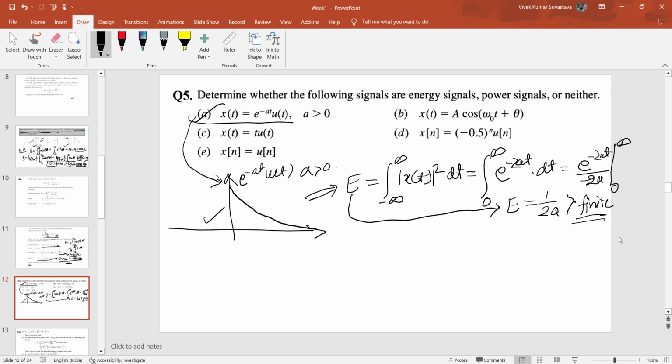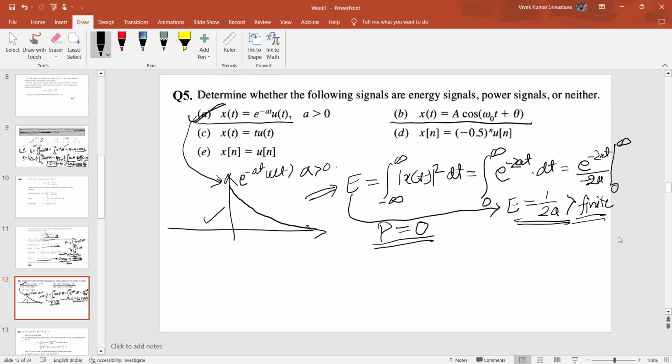So we can say that it is an energy signal. Similarly, you can calculate power for this signal. This will become equals to 0. Okay, power will become equals to 0 and energy is finite. So we can say that this signal is basically an energy signal. Okay, similarly we can solve for this problem.